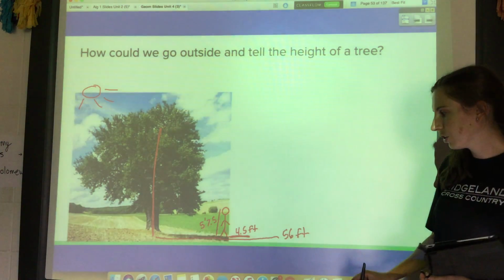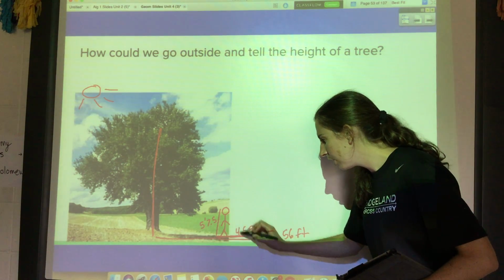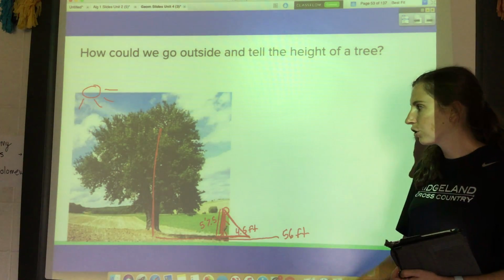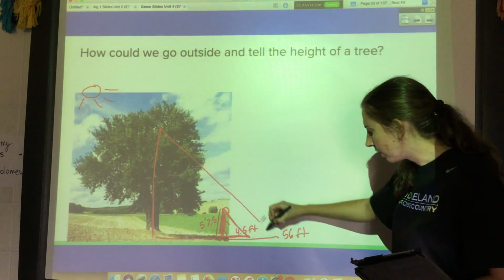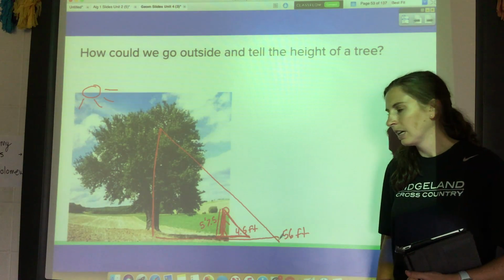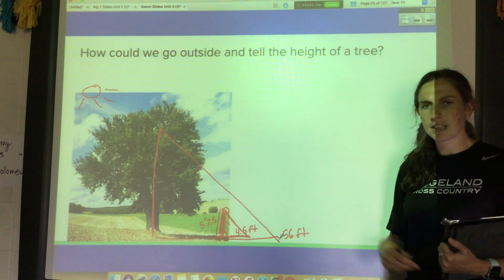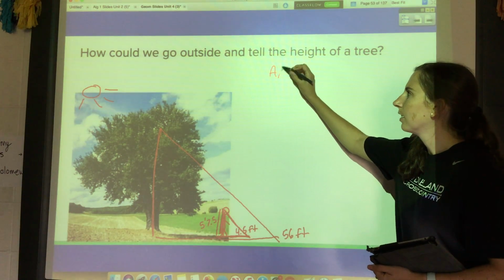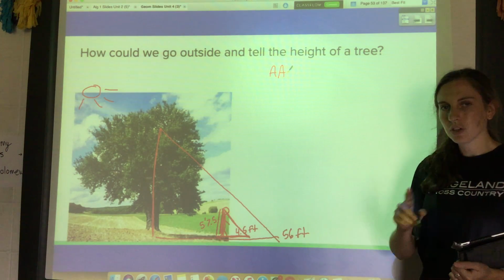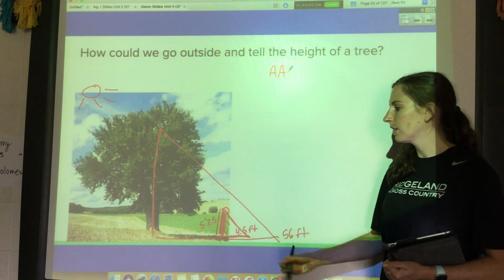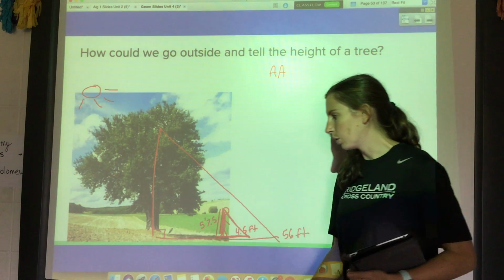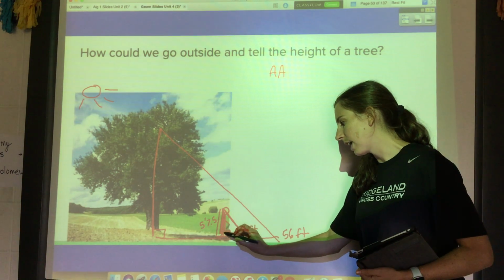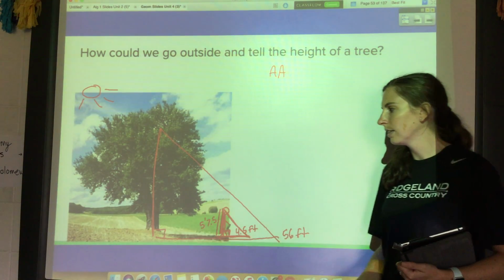Because what I have just created, basically your shadow and your height forms a similar triangle to the tree's shadow and the tree's height. So first of all, how do I know that these are similar triangles? I know this because of the angle-angle property, or postulate. The first pair of angles that I know is congruent would be this right angle that forms the tree and the ground, and this right angle formed with you standing and the ground. So those are both congruent.